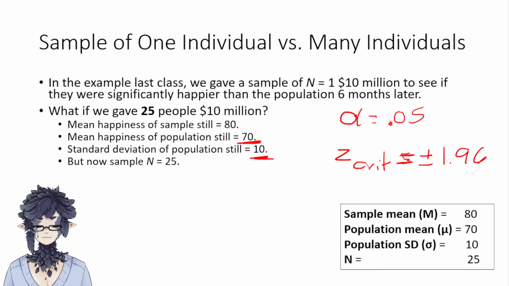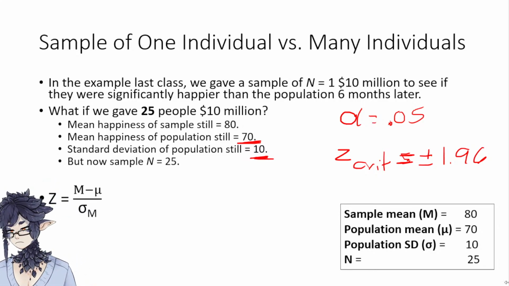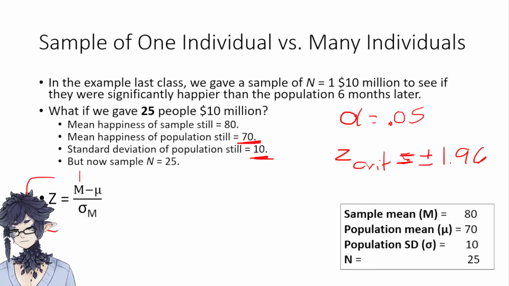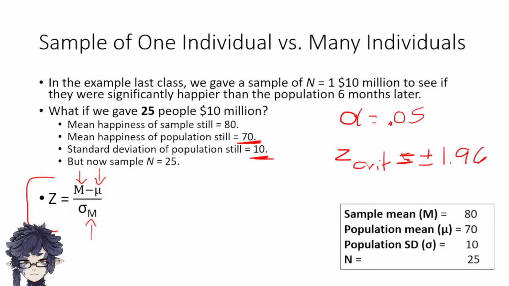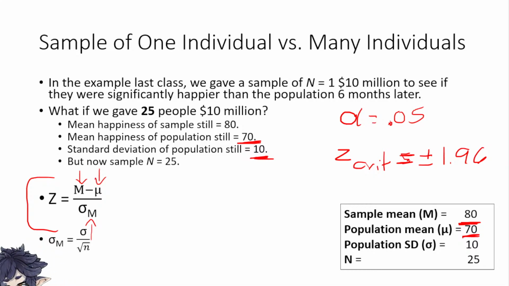Step 4, we actually have to do the math. So here we have the formula for a Z-score with a sample. It is the sample mean minus the population mean divided by the standard error, which is our numeric estimate of sampling error. Now we do have the sample mean. That's 80. Our 25 people had an average happiness of 80 6 months down the line. We have the population mean, that's 70, but we don't have the standard error yet. So there's the formula for standard error right down there. So we're going to do standard error first.